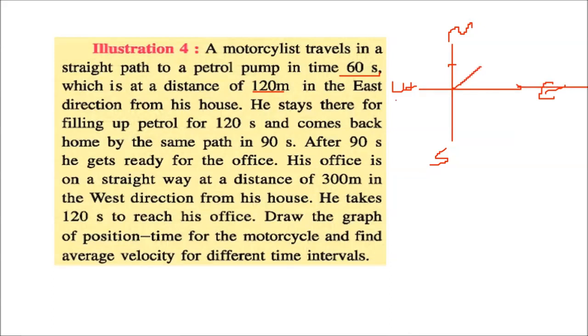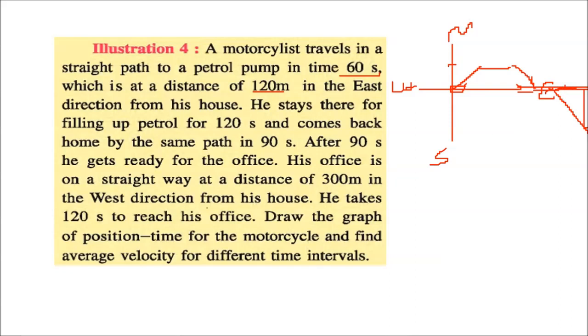The next is he stays there for filling up petrol for 120 seconds, and comes back home by the same path in 90 seconds. So he comes back again to this 0 distance, in another 90 seconds. After that he gets ready for the office. His office is on a straight way at a distance of 300 meters in the west direction from his house. So he stays for some time and then starts again for his office in the west direction. He takes now around 120 seconds, from here to here.